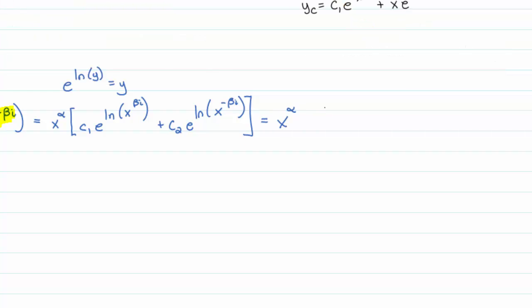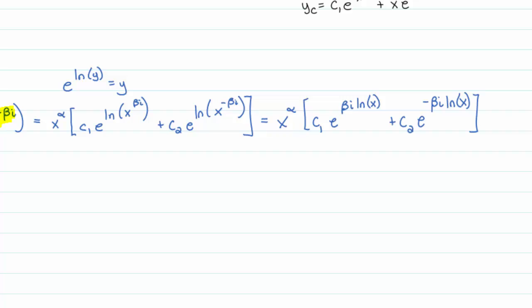x to the alpha, quantity c1 e to the beta i natural log of x, plus c2 e to the negative beta i natural log of x, and close off that in parentheses.